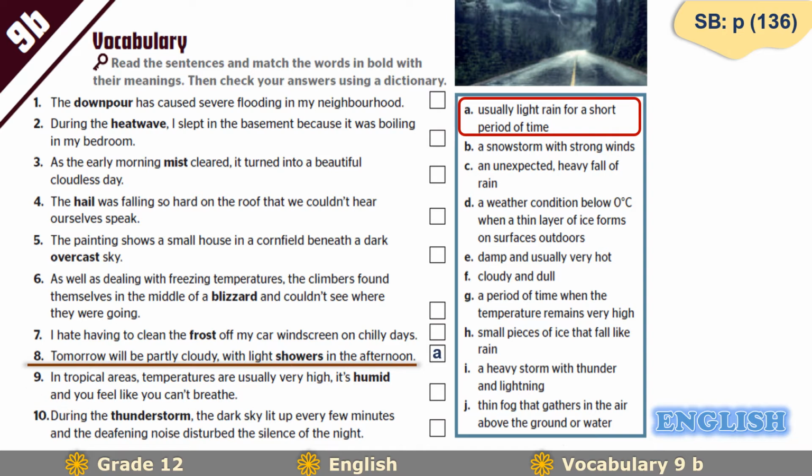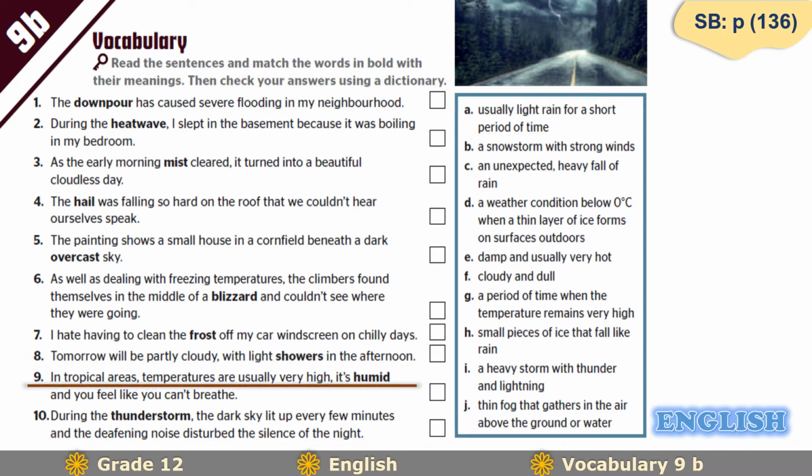Sentence number 9. In tropical areas, temperatures are usually very high. It's humid, and you feel like you can't breathe. So the word humid means damp and usually very hot. Excellent. So the right answer is E.